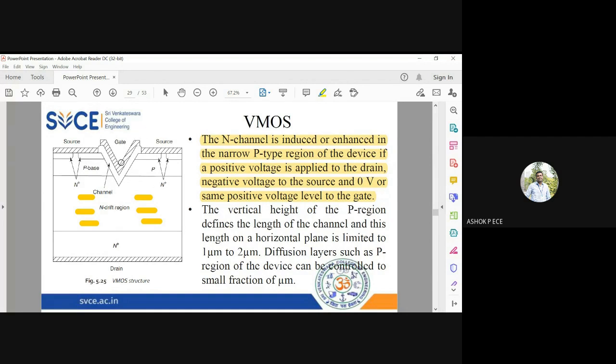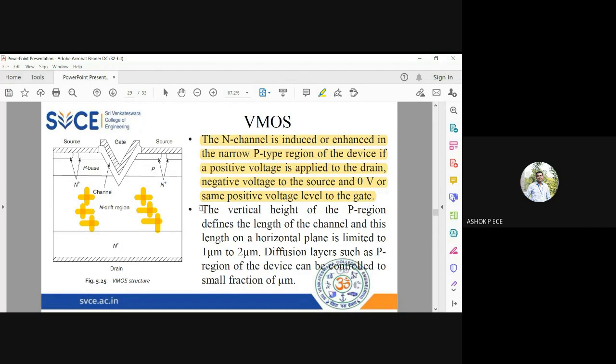But at the same time, if you apply a negative supply to the gate, it will induce positive charge into the N-type region. So it will decrease the number of electrons in the N-type region, and it is going to act in the depletion mode. So the same device can be made to work in both depletion mode and enhancement mode just by reversing the DC supply which you give to your gate.